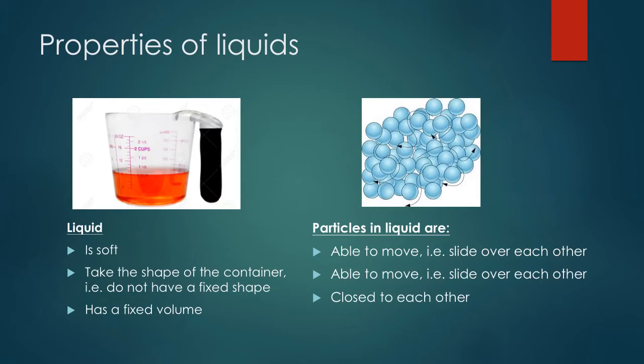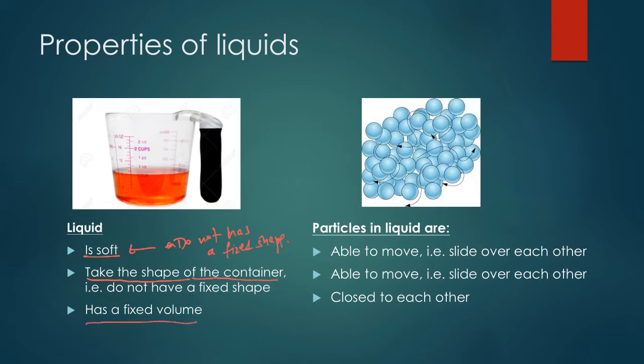So we know that a liquid is soft, although I think that this is not a very good way to put it. Basically it means that they do not have a fixed shape. They take the shape of the container, and they have a fixed volume.